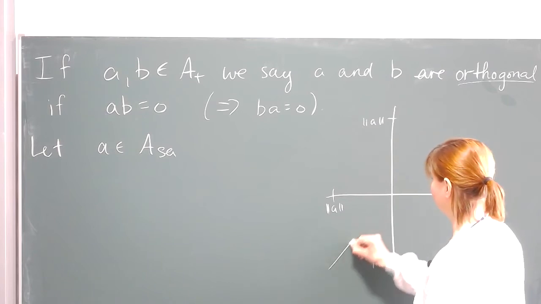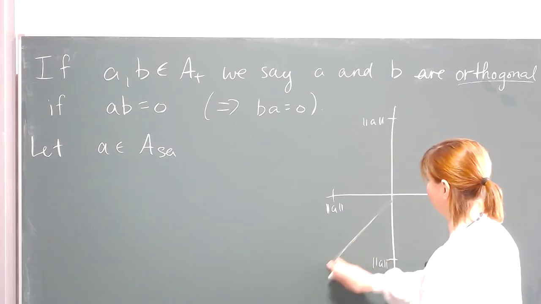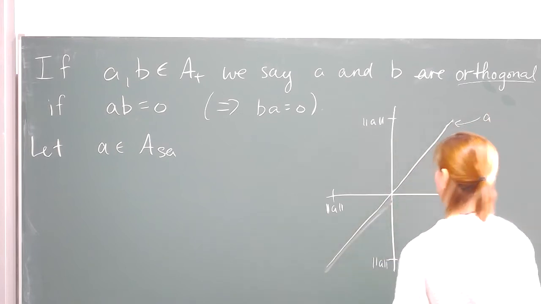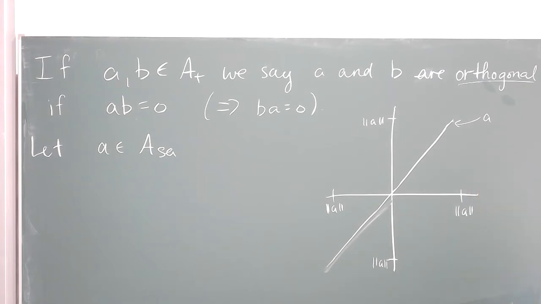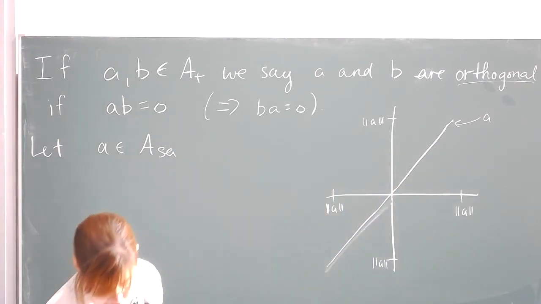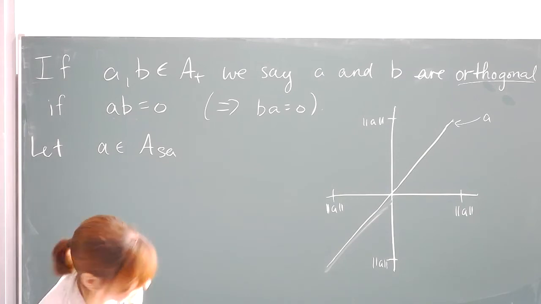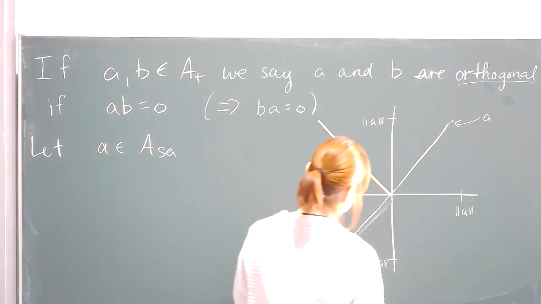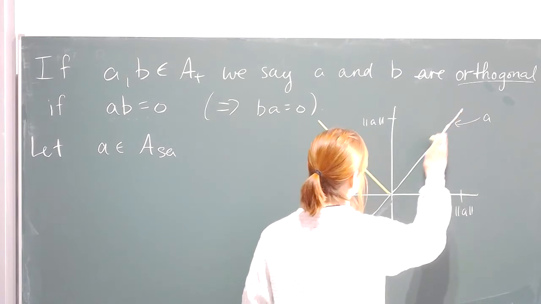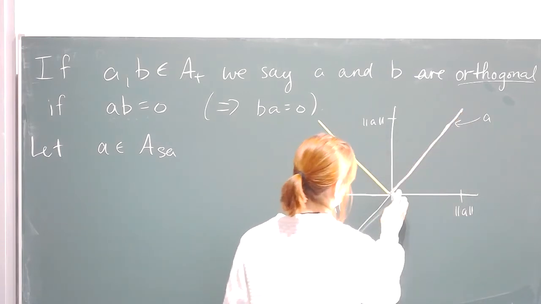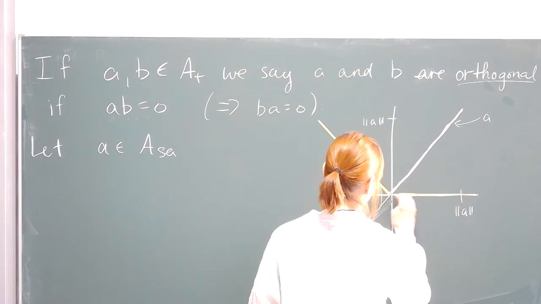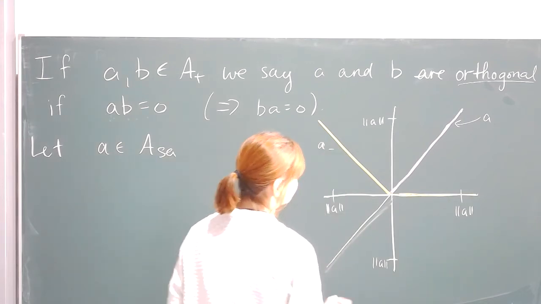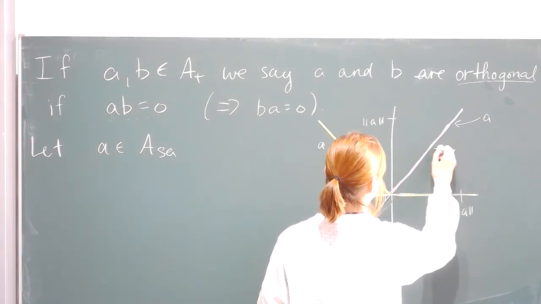Well, it's just this element here. Oops. Assuming I can actually make it go through the origin. So here's A. We can always write A as the sum of two positive elements, or sorry, the span of two positive elements, by taking this minus this. So I will call this guy A minus and this guy A plus.